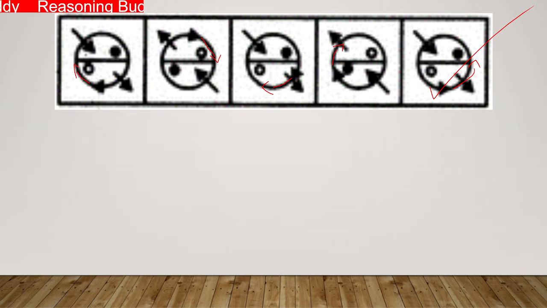Why? Because this triangle is traveling in a clockwise direction. This triangle is also traveling in a clockwise direction. This triangle is also going in a clockwise direction. This is also in a clockwise direction. But only this triangle is traveling in an anti-clockwise direction. So that is the odd one from the given.